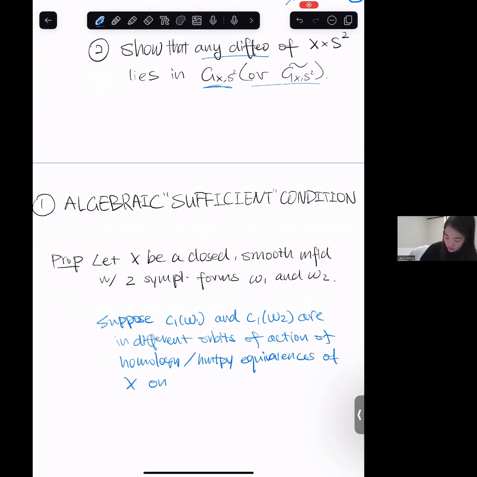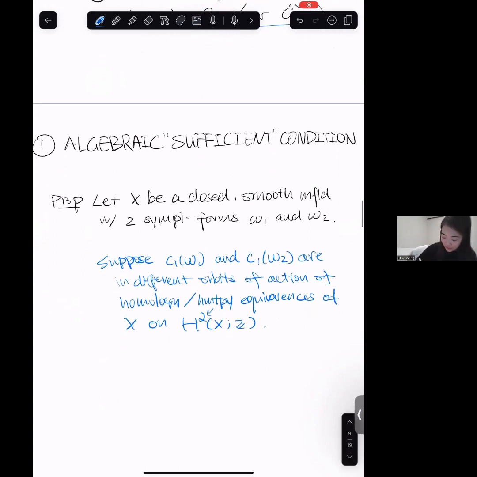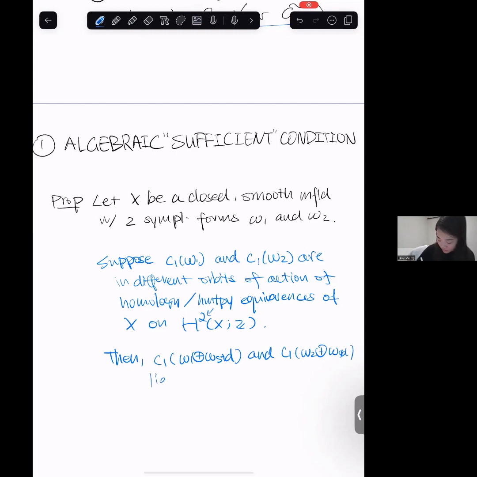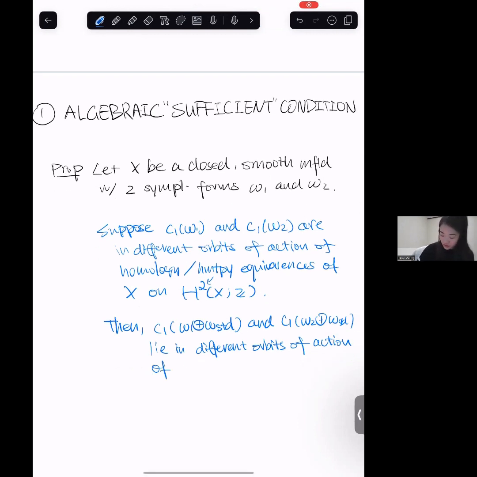of X on your second cohomology classes, because we want to study first Chern classes, so we only care about the second cohomology class. Then the stabilized symplectic forms have their C1s lying in different orbits of the action of, sorry, this is just to repeat what I said before, of GXY, GXS2, or G tilde X.